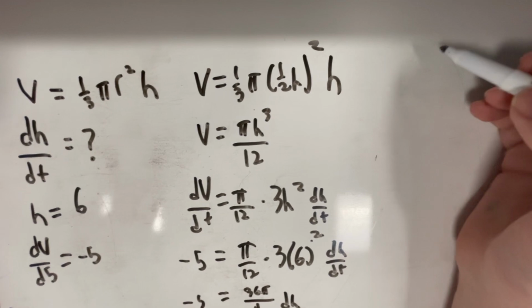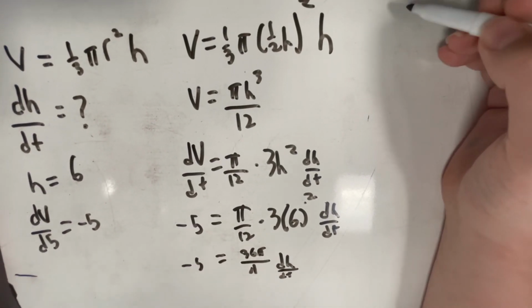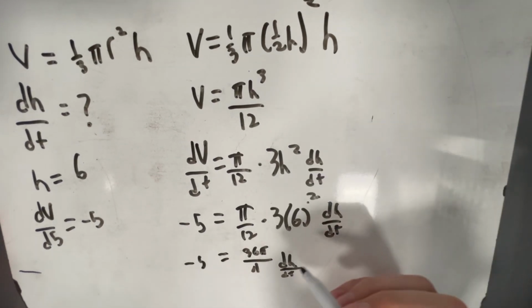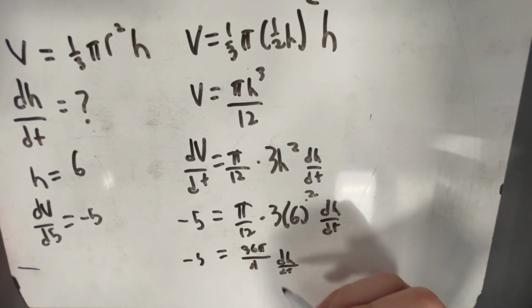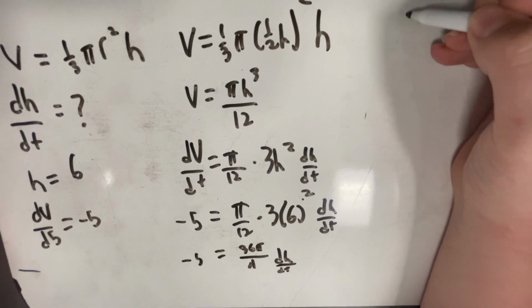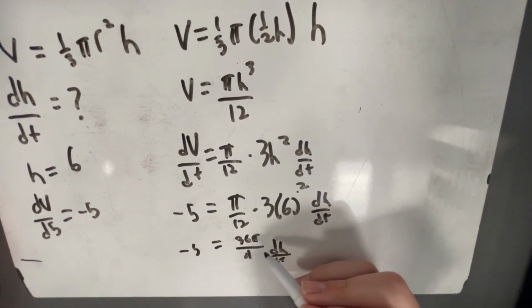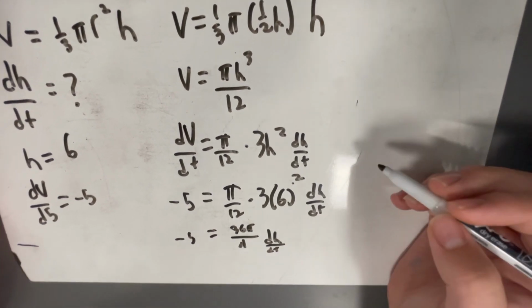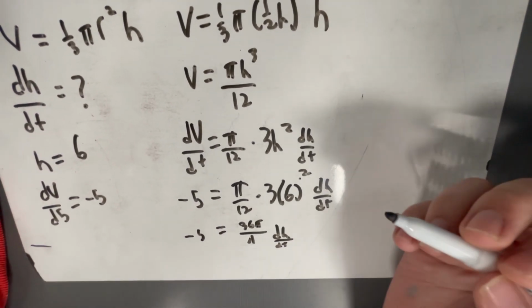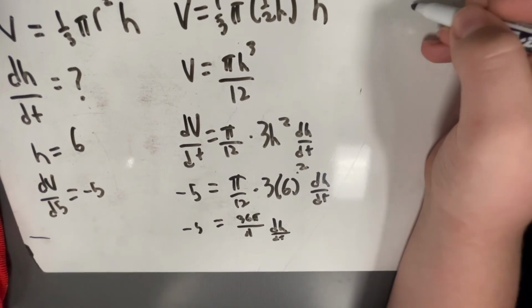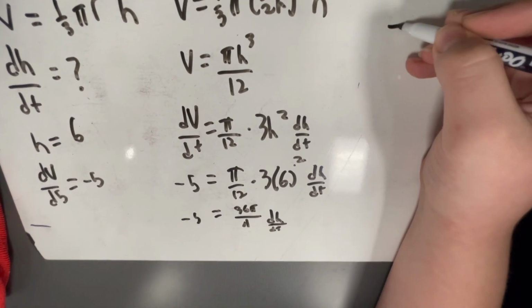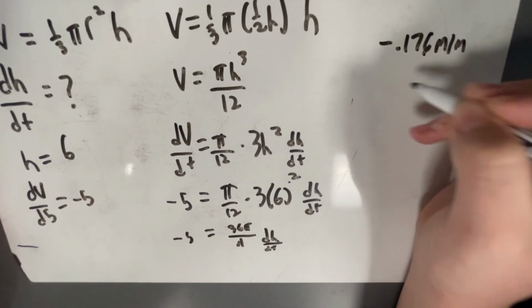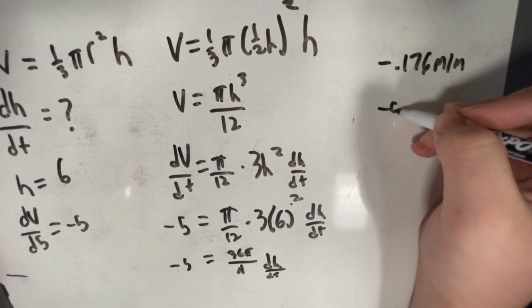Now we're going to come back up here so we have enough space. 36 pi over 4 times dH dt is equal to -5. So you're really just going to divide -5 by 36 pi over 4. We've done the math already for you, so you don't have to. It comes out to -0.176 meters per minute, or -5 over 9 pi.